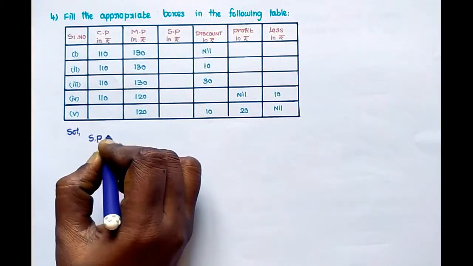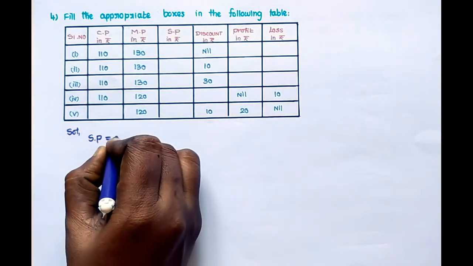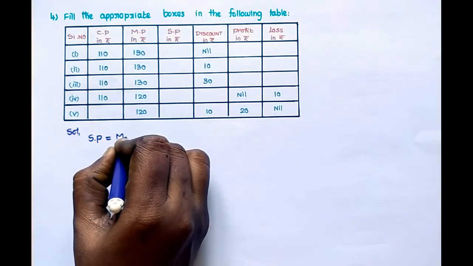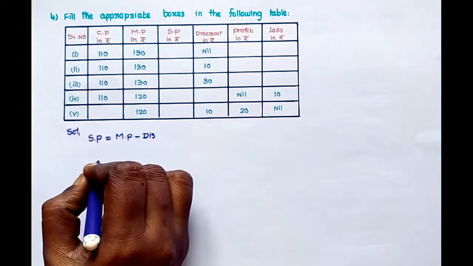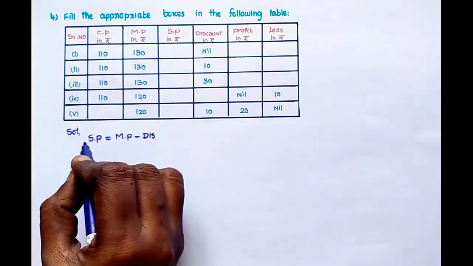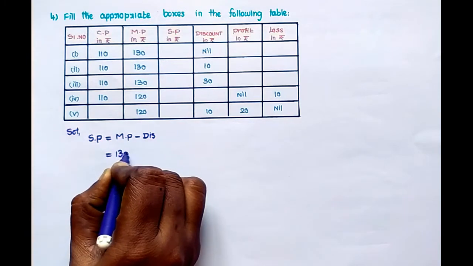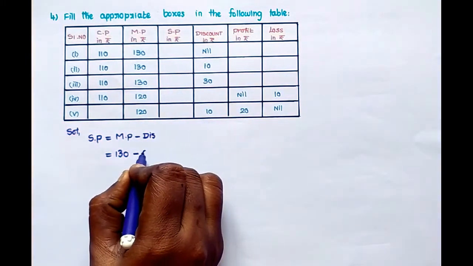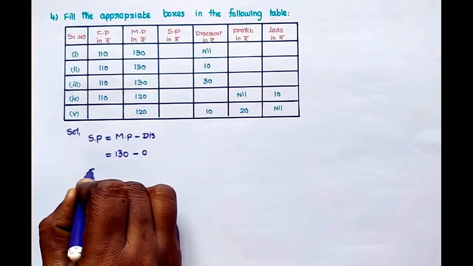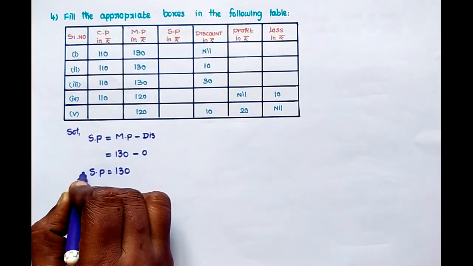What is the formula for selling price when they give mark price and discount? That is mark price minus discount. They have given discount, first one, mark price 130 minus discount is nil. So that is 0. So selling price equals 130 rupees.